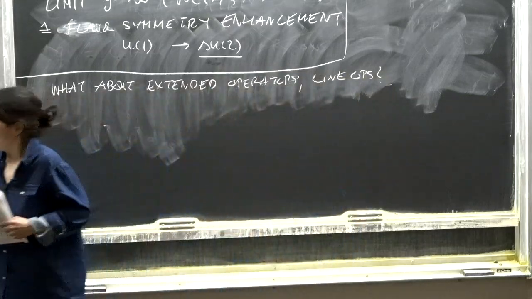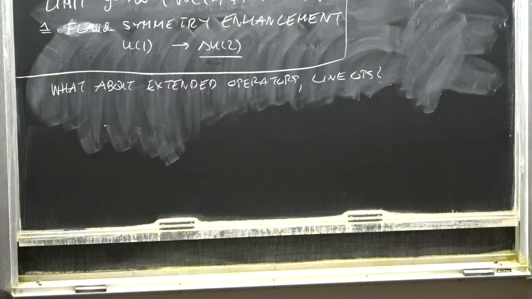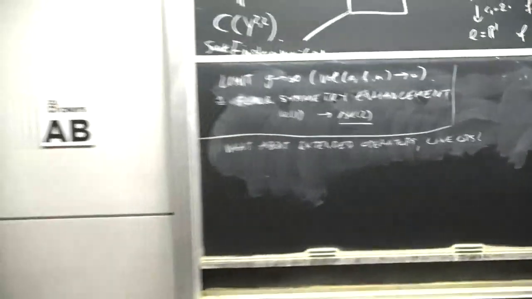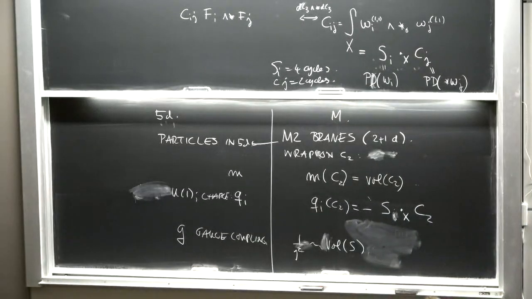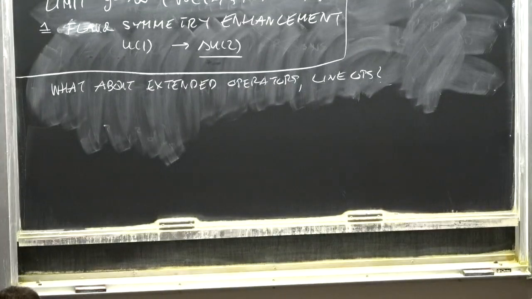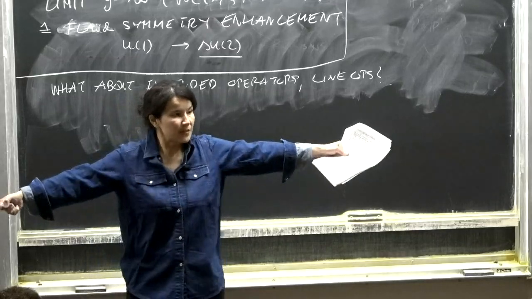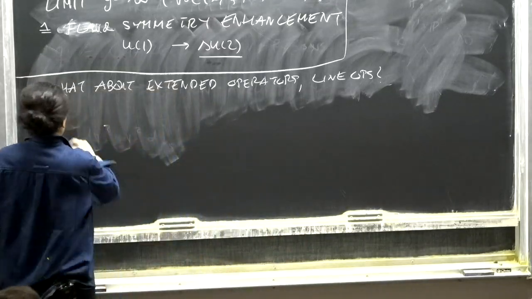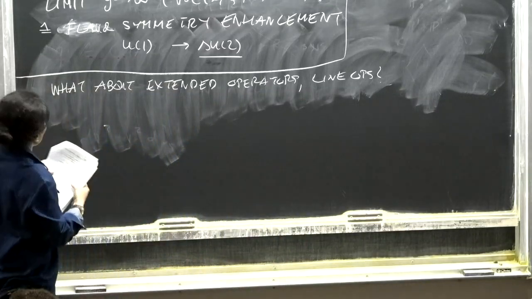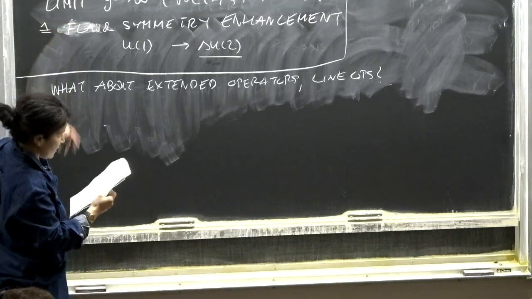Okay. Who has a guess what that would be? So these are world lines of infinitely massive particles. How would we realize them in such a geometry? So particles of finite mass are given in terms of M2 branes wrapping curves of finite volume. So if I want to now look at a line operator, I need to wrap it on an infinitely extended curve. So this is now when it's important that these are actually non-compact Calabi-Yau.